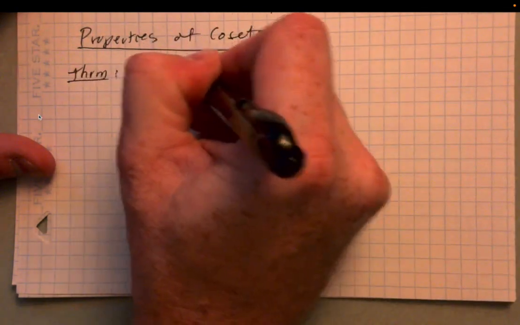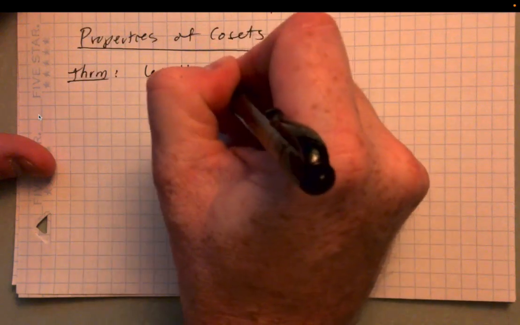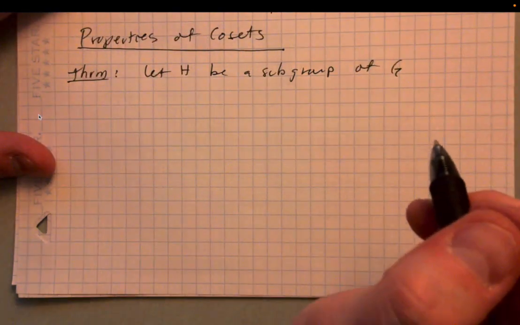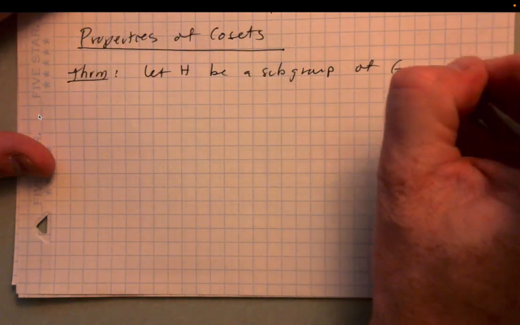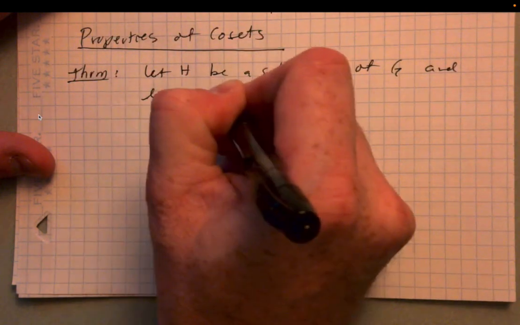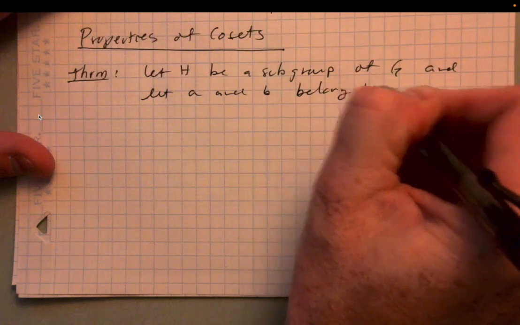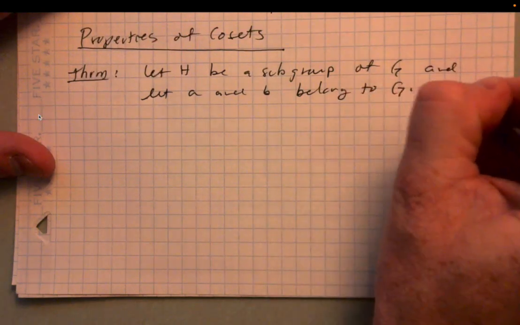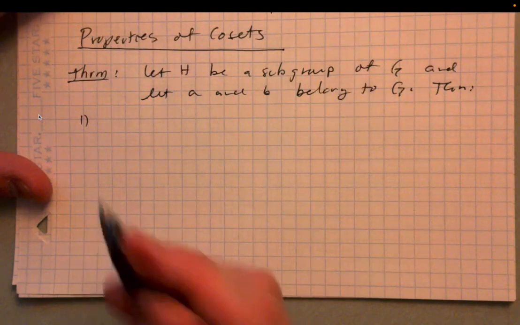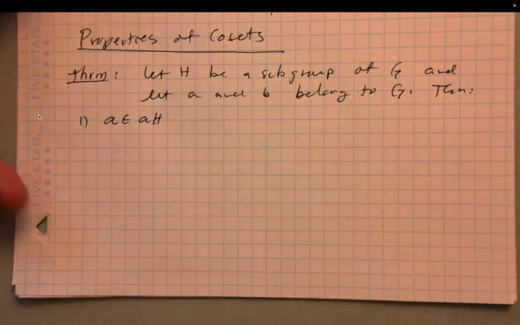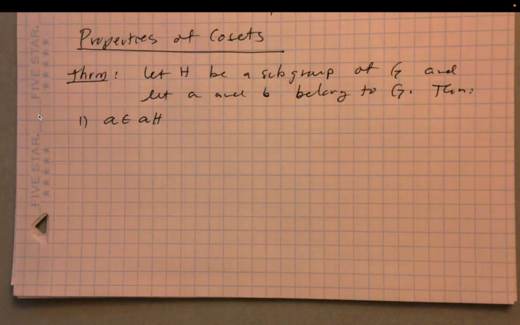Let H be a subgroup of G, and let A and B belong to G. Then item 1: A is in the left coset of H containing A. Right? A is in AH. Okay, so that's the first one.